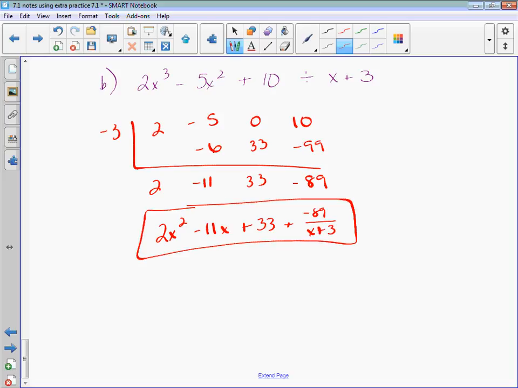All right, guys, 2x squared minus 11x plus 33 plus negative 89 over x plus 3. That's good. Yes? No? Maybe? Think about it for a second while I take attendance.